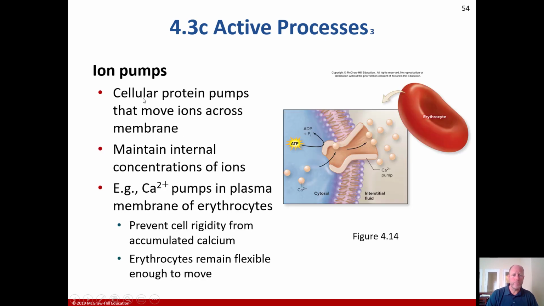Ion pumps are cellular protein pumps that move ions across the membrane. They maintain the internal concentration of the ions. For example, calcium 2+ pumps in the plasma membrane of erythrocytes move calcium outward from the cell to the interstitial fluid. This prevents cell rigidity from accumulated calcium. That's important, and the erythrocytes remain flexible enough to move.